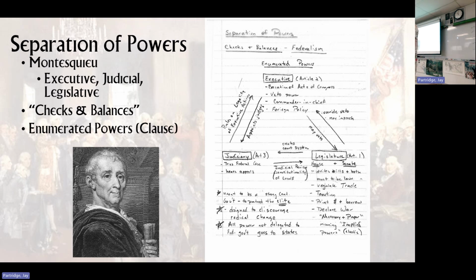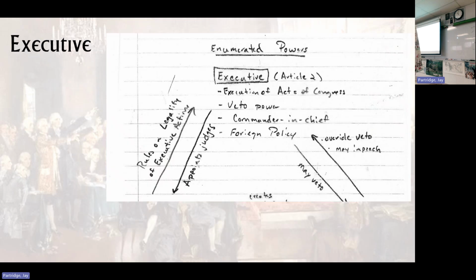This triangle of the three different branches of government. I should add, most countries do not have this. If they have a parliament, the executive and the legislative branch are like this. It's not like the United States. We're very unique.